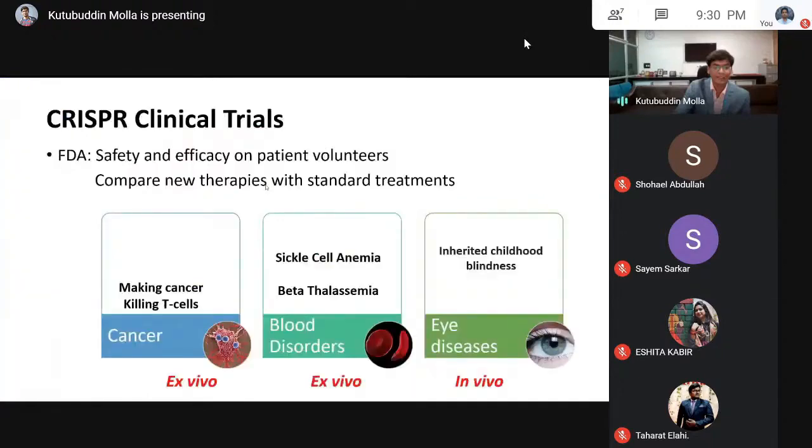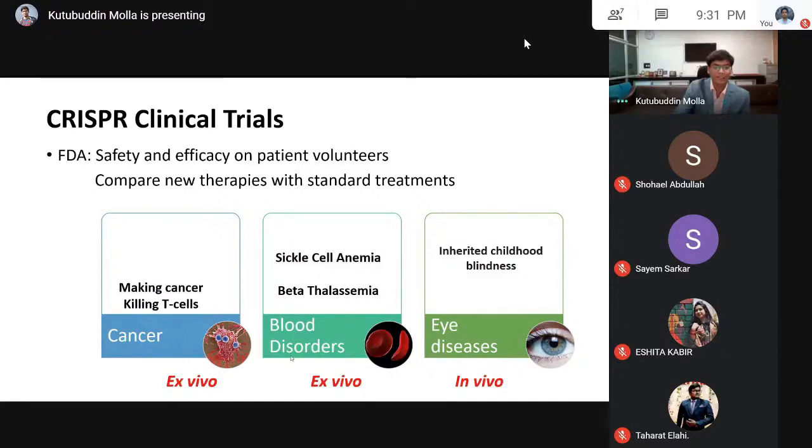Now, what about therapeutics? These are the 3 things that are under CRISPR clinical trials. There are a lot of examples of different disease correction in disease models and human cell lines, but they are not in clinical trials. But these 3 are in clinical trials. One is making cancer killing T cells, that is highly active T cells. And the other two are blood disorders like sickle cell anemia and beta thalassemia, but those are all ex vivo editing, not in vivo editing. What is ex vivo editing?